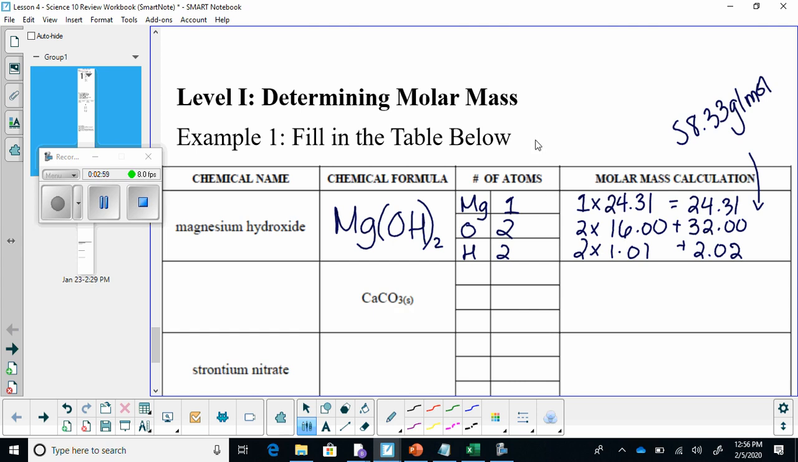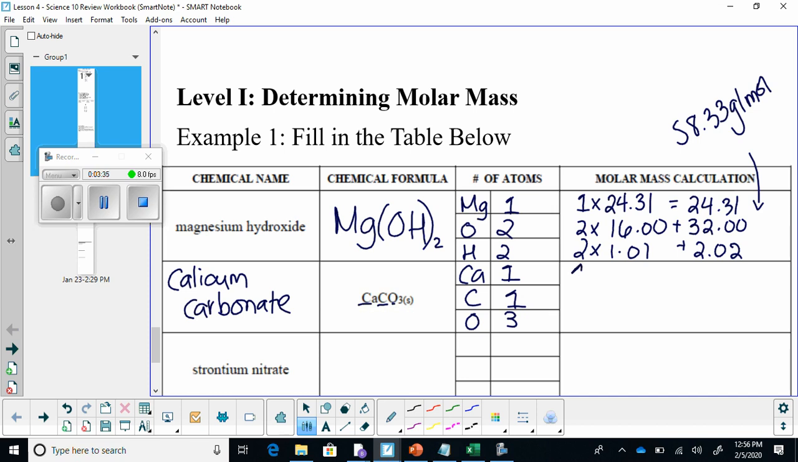Okay, next example that we have is calcium carbonate. So the name of this compound here, CaCO3, is calcium carbonate. Again, when we are counting our atoms, every time we see a capital letter, that signifies the start of a new atom. So calcium, I have 1, carbon, 1, oxygen, 3. Let's lay this out in our table here.